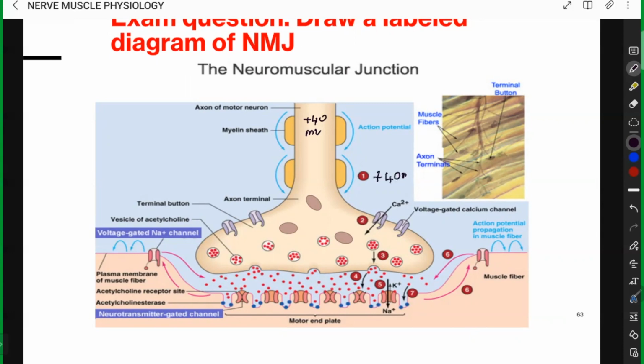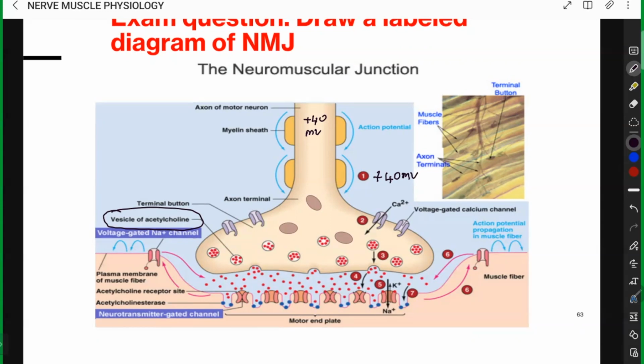At plus 40 millivolt, the axon terminal button of your nerve is going to have numerous vesicles filled with acetylcholine. Just go along with me, don't think anything. Now your nerve gets activated at plus 40 millivolt. Once your nerve gets activated, you're going to transfer that action potential to your terminal button through the myelin. So myelin is the one that is going to propagate your action potentials and take them towards your terminal button.